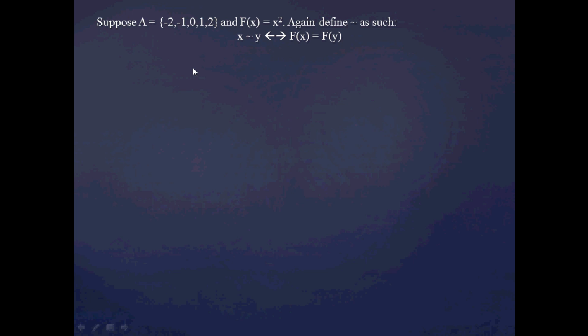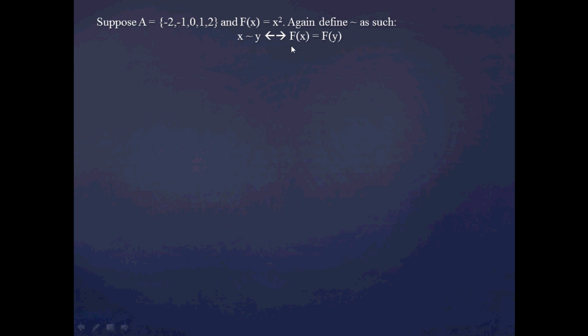So hopefully, besides knowing how to prove the theorem, we can try to understand what it's saying conceptually. So let's take an example. Let's say I have some set A. It's got -2, -1, 0, 1, and 2 in it. And let's say f of x is equal to x squared. And again, I'm going to define the equivalence relation tilde as the following: x is equivalent to y if and only if x and y produce the same function value.